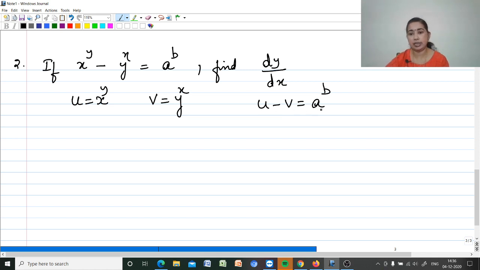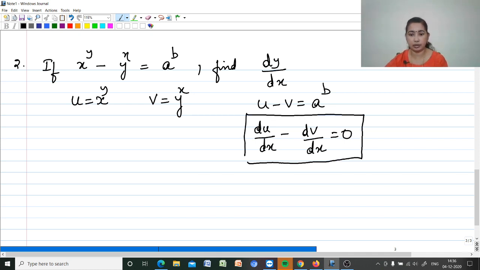Or if I am differentiating this with respect to x, du by dx minus dv by dx equal to 0. So, let this equation be here. Now, from these two equations, u equal to x raised to y and v equal to y raised to x, we can get what is du by dx and what is dv by dx. Now, for that I am taking what is u. U is x raised to y.